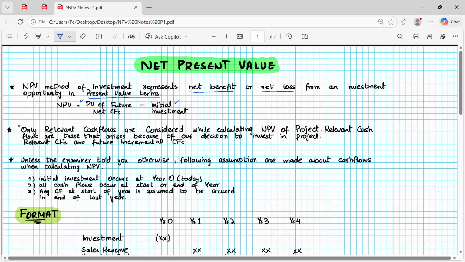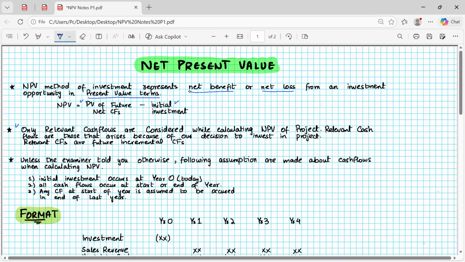Okay. Second point is that you only use relevant cash flows. This concept I already told you, that while you are doing the investment appraisal, you consider relevant cash flows only. And relevant cash flows are those cash flows that arise because of our decision to invest. They are basically future incremental cash flows. So those cash flows that depend upon my decision. Okay, if I say that I will invest in the project, that cash flow will occur. Those are known as relevant.